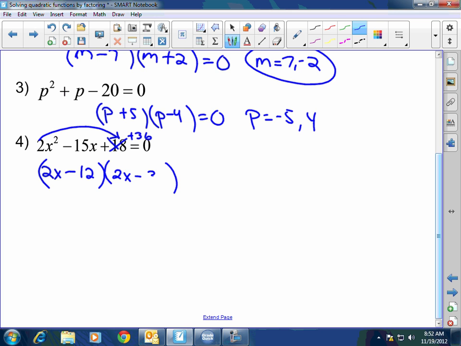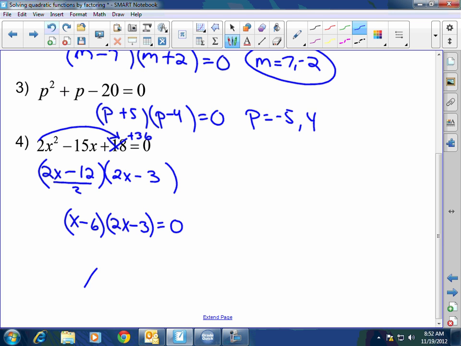Negative 12, negative 3. Can I use the artificial factor, which a lot of you guys forgot on the test? Yes, I can. x minus 6. Does this 2 go on the outside? Why does it not go on the outside? Because it's an imaginary or artificial factor. Very good. Now, we set that equal to 0.